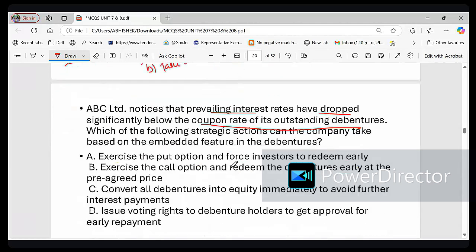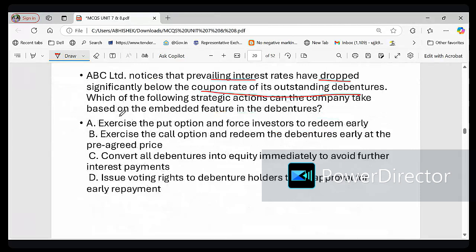Which of the following strategic actions can the company take based on the embedded feature in the debenture? Option A, exercise the put option and force investors to redeem early. Option B, exercise the call option and redeem the debenture early at the agreed price. Option C, convert all debentures into equity immediately to avoid further interest payment. Option D, issue voting rights to debenture holders to get approval for early repayment.